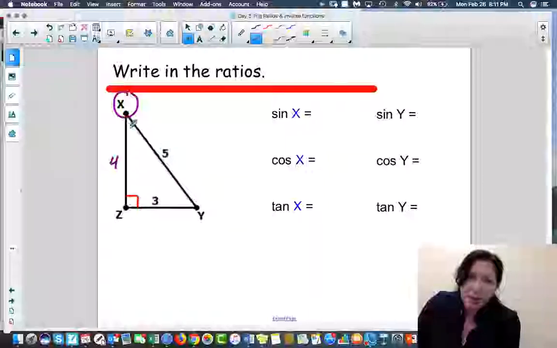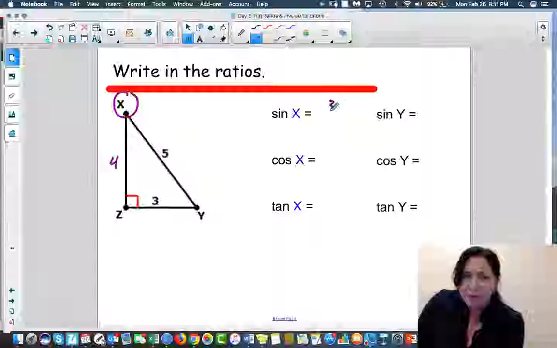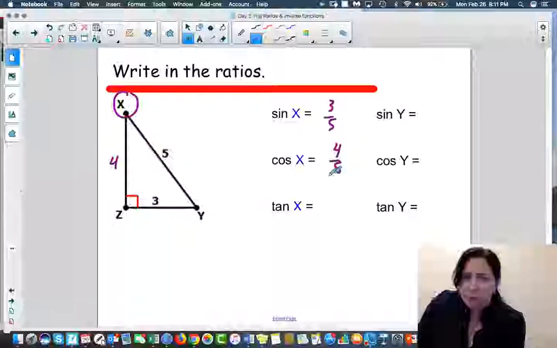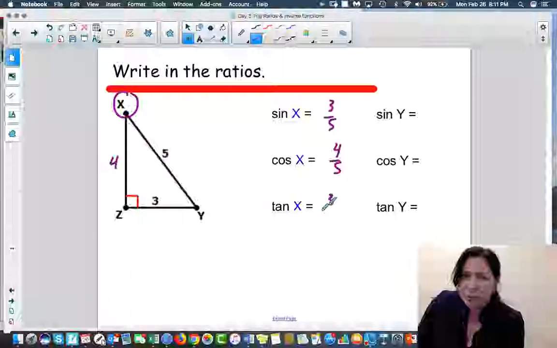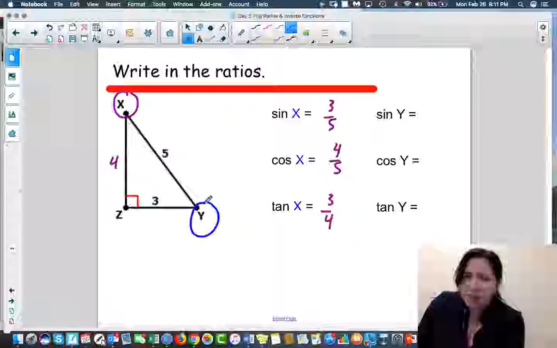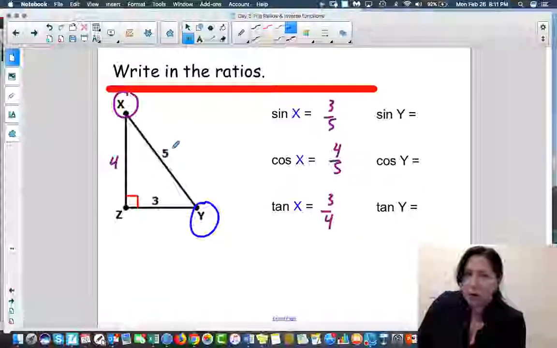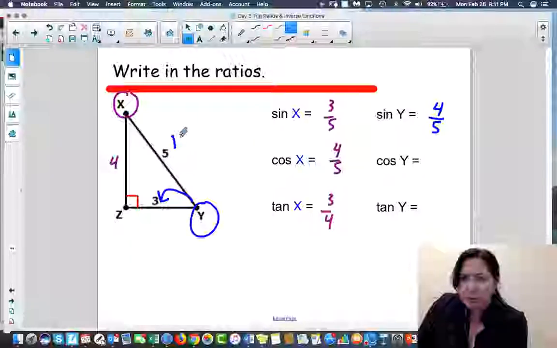So let's say you did that. Sine of x is opposite over hypotenuse, so that's going to be 3 over 5. Cosine of x is the adjacent side over the hypotenuse, so that's going to be 4 over 5. And tangent of x is opposite over adjacent, which is 3 over 4. Now, for sine of y, here's y. Sine is opposite over hypotenuse, so that's going to be 4 over 5. Cosine of y is adjacent over my hypotenuse, so that's going to be 3 over 5.